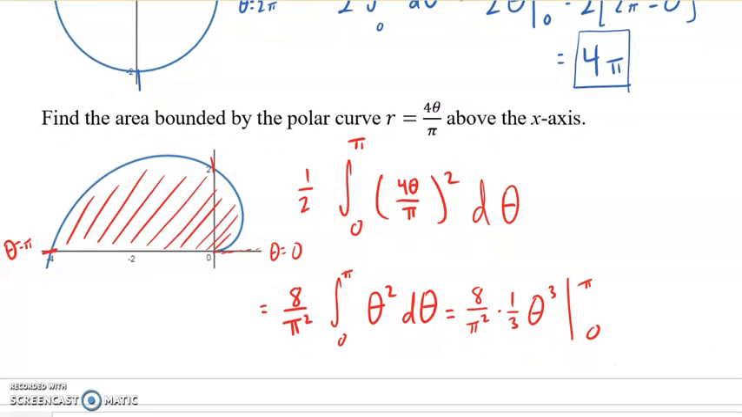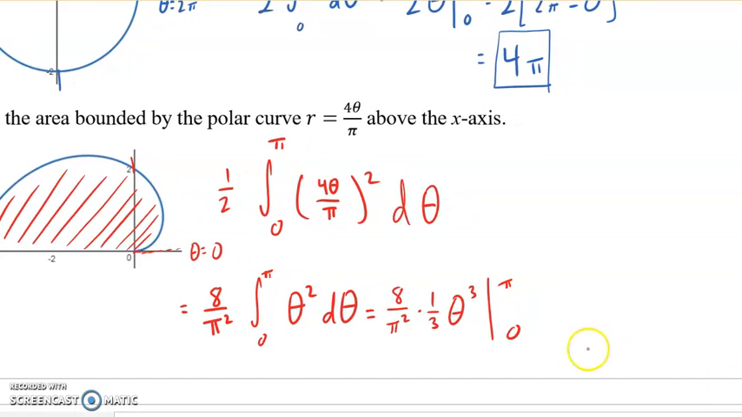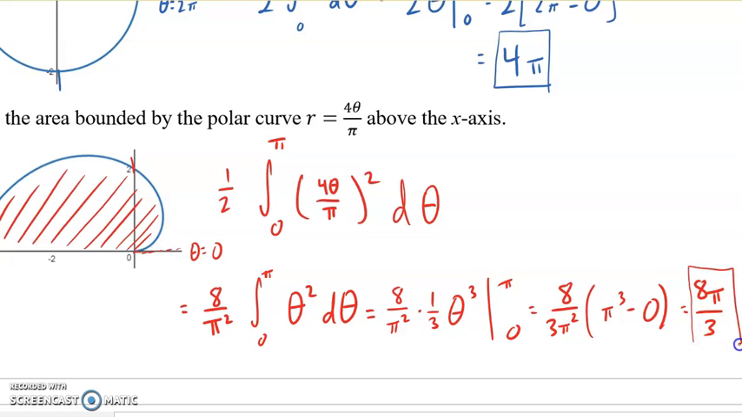So our constants are 8 over 3 pi squared. We'll evaluate theta cubed at pi and at 0. Okay, so we have 8 pi cubed on the top. We've got 3 pi squared on the bottom. That's going to reduce down to 8 pi over 3, which will be the exact area bounded by the spiral above the x-axis.